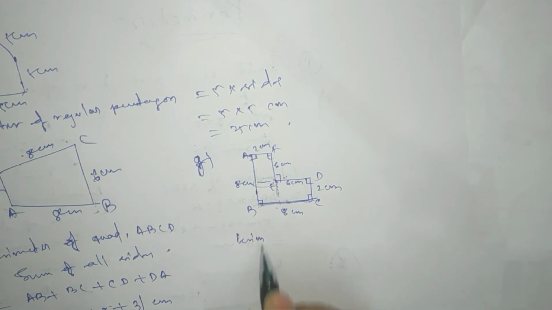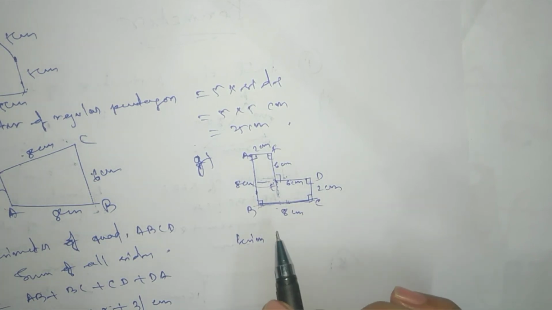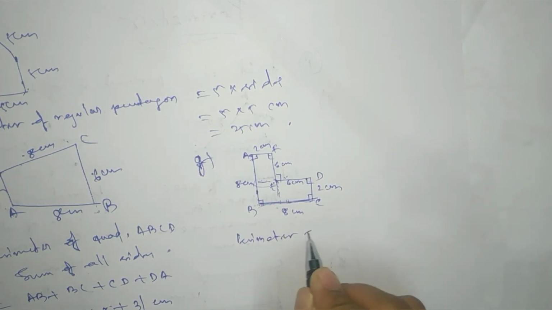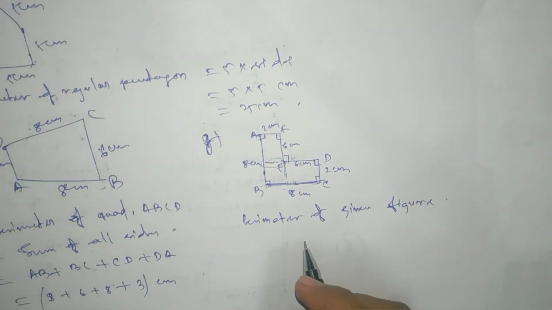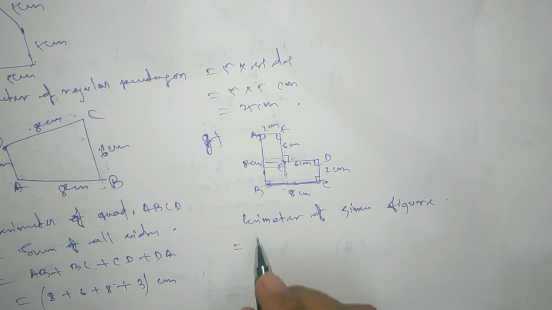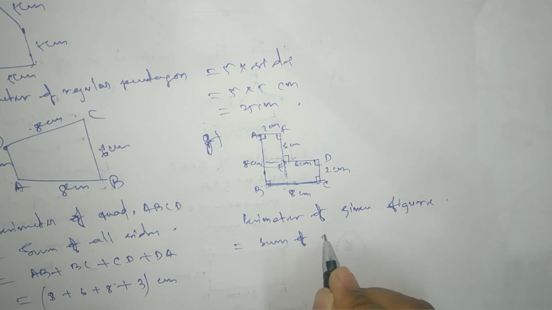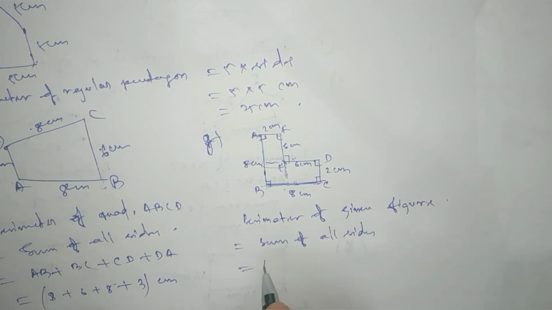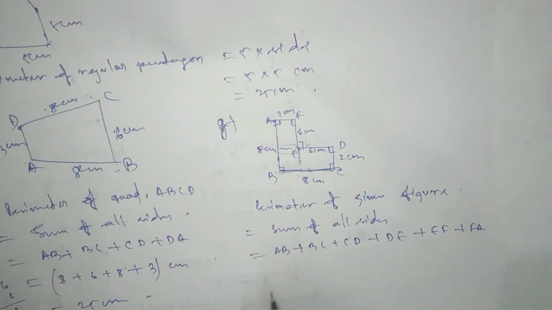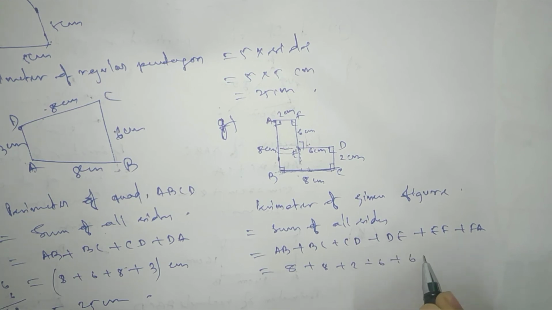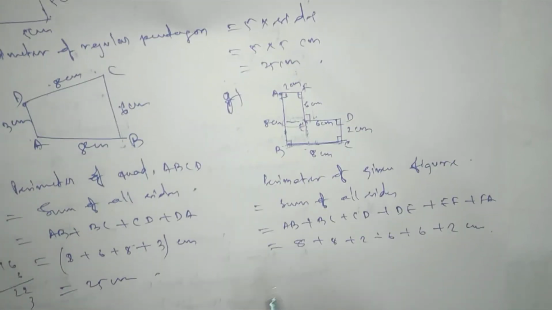For this type of problem, you need to draw the diagram on the right hand side and proceed, or in the middle you can write and go for the perimeter of the given figure. You can write given figure, as we don't have a special name for it. So perimeter of given figure means sum of all sides: AB plus BC plus CD plus DE plus EF plus FA. Now we add: 8 centimeter plus 8 centimeter plus 2 centimeter plus 6 centimeter plus 6 centimeter plus 2 centimeter, and we'll get the answer.